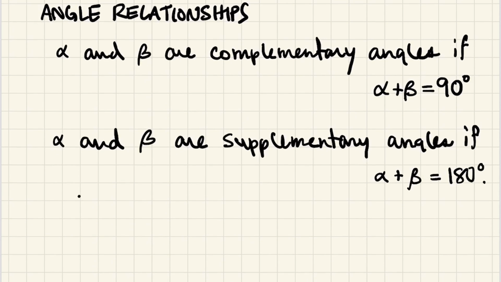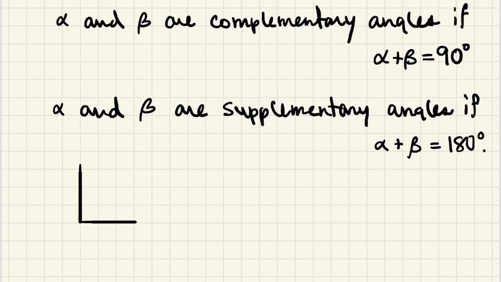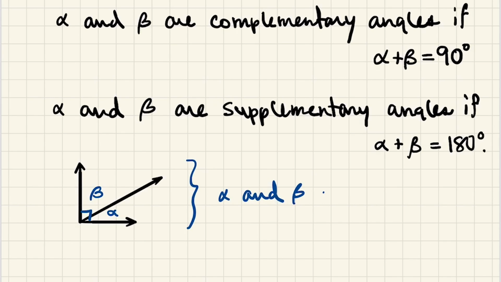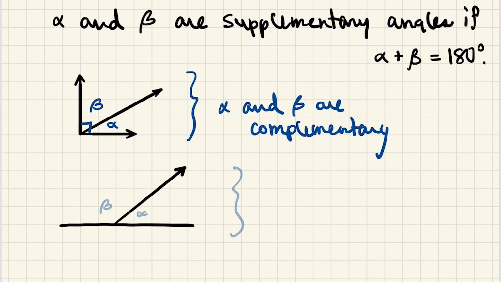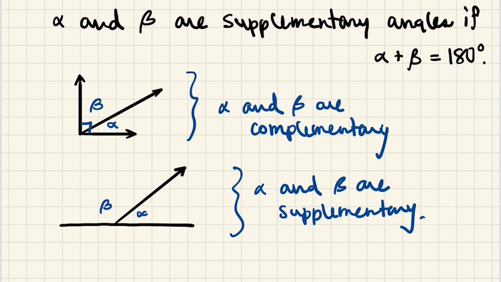All right, so here are a few illustrations of situations where you might have complementary angles. So if you have a right angle and you just split it into two smaller angles, here we can say alpha and beta are complementary, because you can see just from the diagram that together they make up 90 degrees. All right, and supplementary shows up this way, because together they complete 180 degrees. Okay, but complementary and supplementary don't always show up in this perfectly obvious situation.